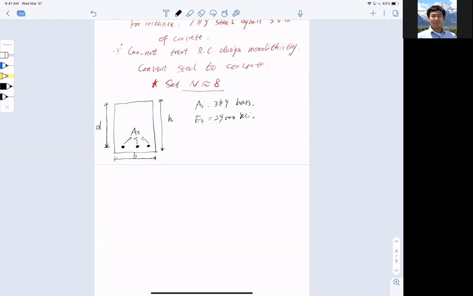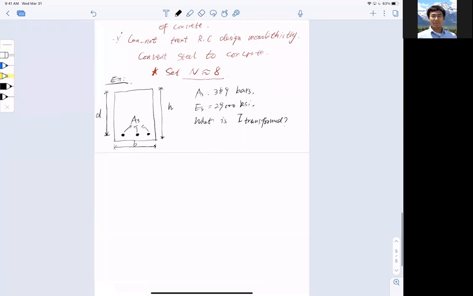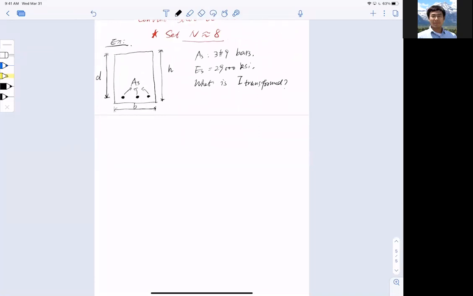Right. What I want to find is my I transformed. Okay, so this is example number 1. To do this, first of all, let's do a quick calculation. What about n, the modulus ratio? In this case, n equals ES over EC, right? And let's not plug in the number yet, just set it like that. Then I look at the section. Let me redraw it. Concrete is here, the bulk, and I have reinforcement here at the bottom, 3 number 9, right?